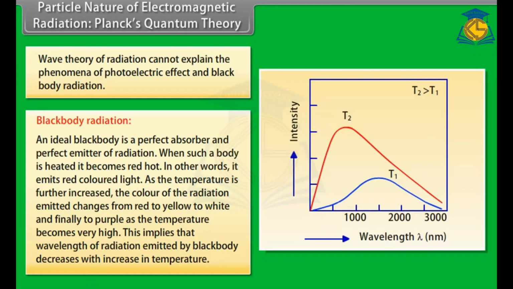Consider the graph from right to left. At a given temperature, intensity of radiation emitted increases with decrease of wavelength, reaches a maximum value at a given wavelength, and then starts decreasing with further decrease of wavelength.